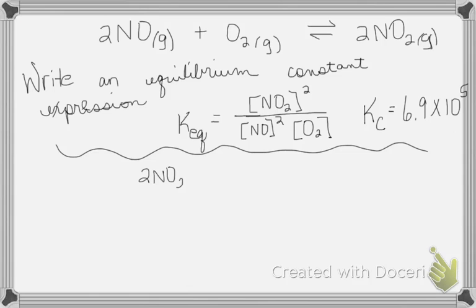2NO2 gas, still equilibrium, makes 2NO plus O2. 6.9 times 10 to the 5th? Yes, 6.9 times 10 to the 5. Yeah, it kind of ran off the screen. Is this like a review for Monday? No. This is something completely new, right? Yeah, we're about to do new. That little bit right there was Monday's review.